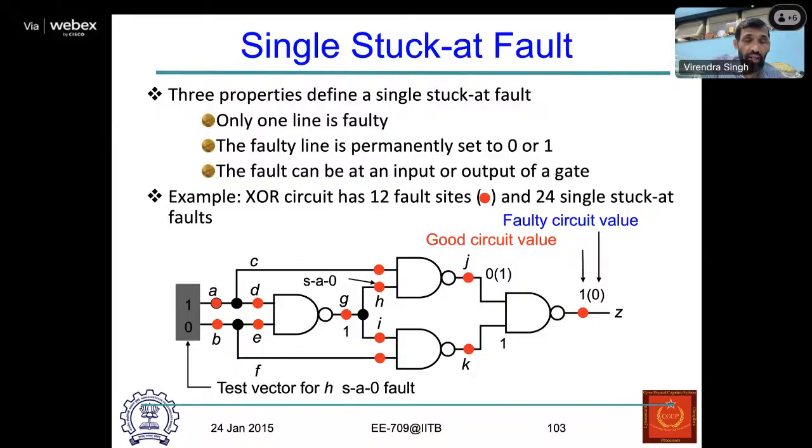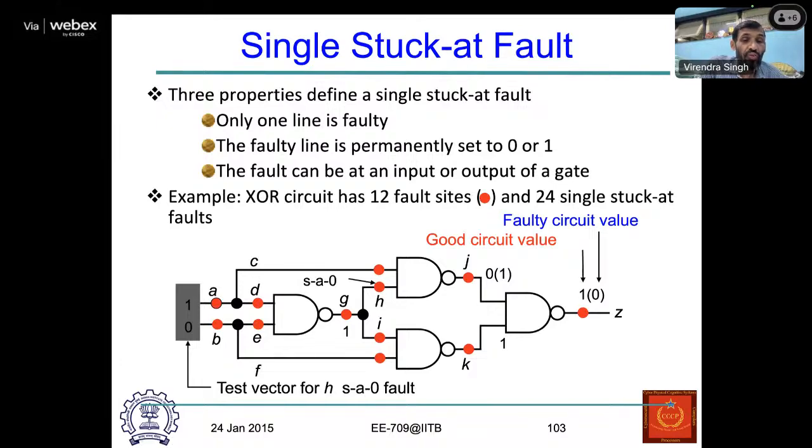Keep in mind that if I say a stuck-at-0 fault, that doesn't mean that point is connected to the ground. And therefore the fault at the stem of a fan-out point, and the fault at the branch of this fan-out point, are different faults.